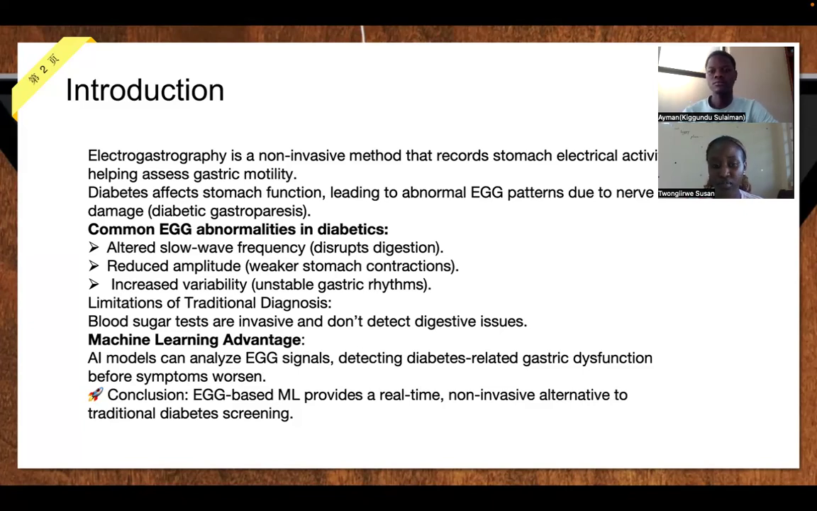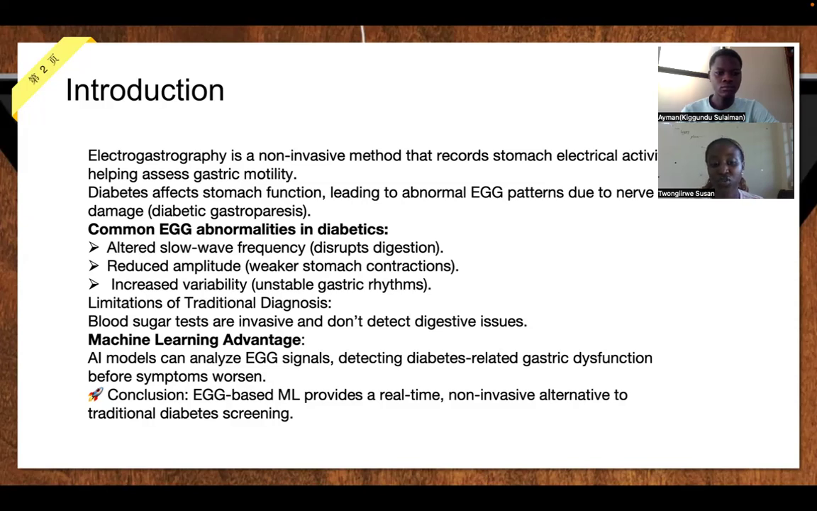Diabetes affects stomach function, leading to abnormal EGG patterns due to nerve damage, which we can call diabetic gastroparesis. Common EGG abnormalities in diabetes: we have altered slow wave frequency, which disrupts the digestion of the human body system. We also have reduced amplitude, which is also known as weaker stomach contractions. And we also have unstable gastric rhythms, which we can call increased variability.